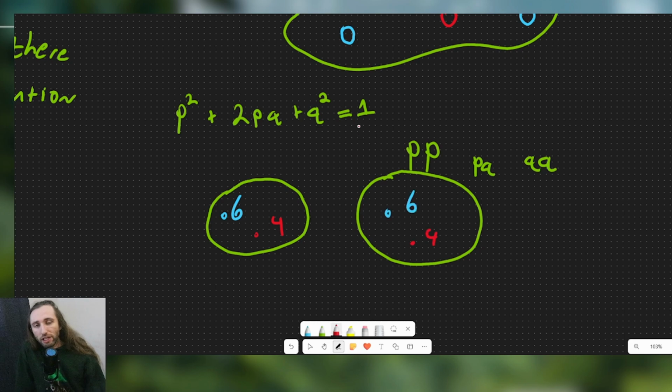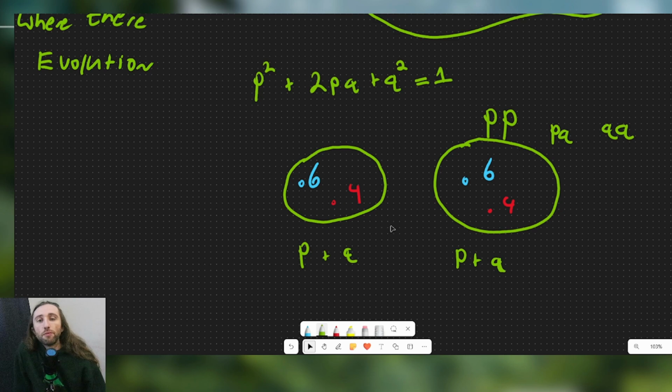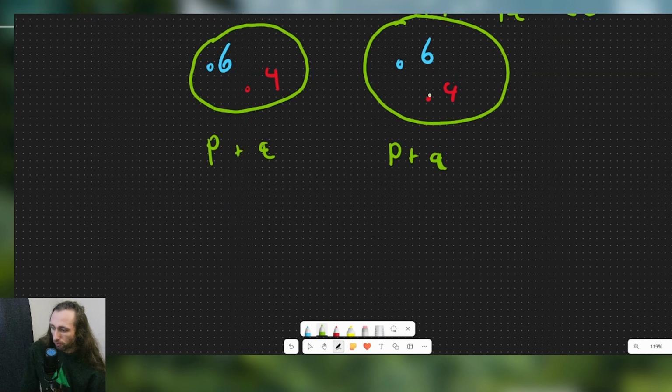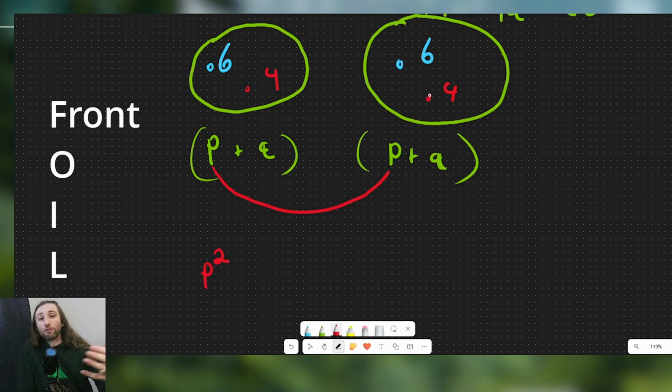Well, each of these organisms can be represented by p plus q, correct? P, 0.6 plus q, 0.4. P plus q for the other one as well. This equation up here is simply multiplying the probabilities of each individual. How do I know that? If we do the classic FOIL method for math, right? So the FOIL method is first. So we have p squared. All we're going to do is multiply each of these terms.